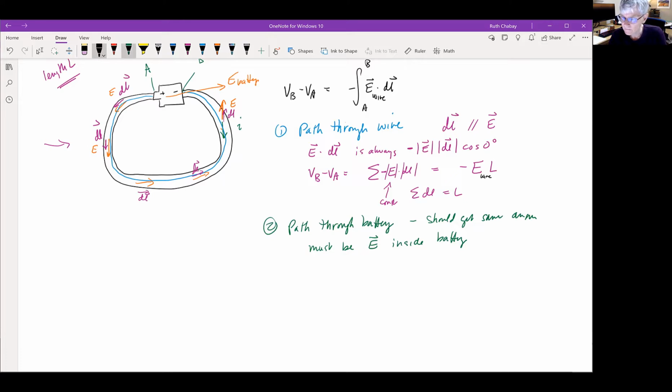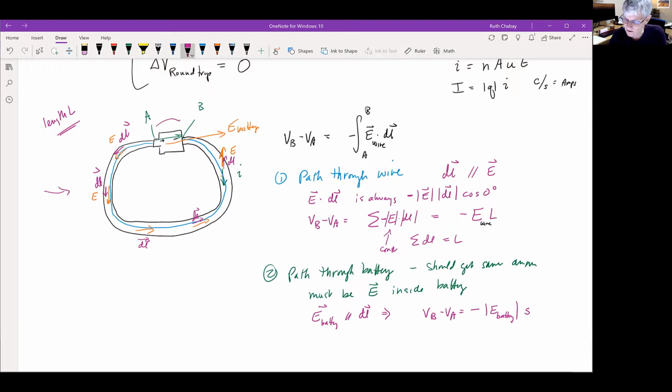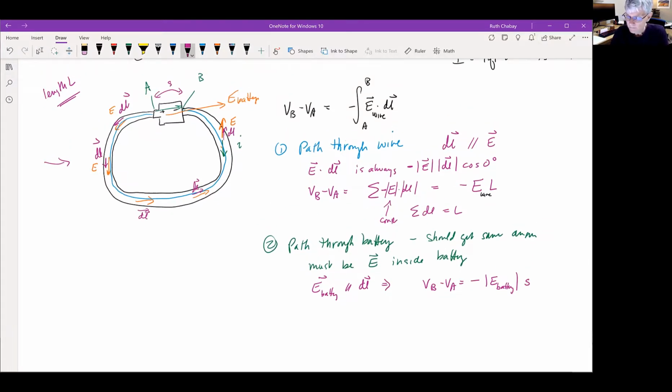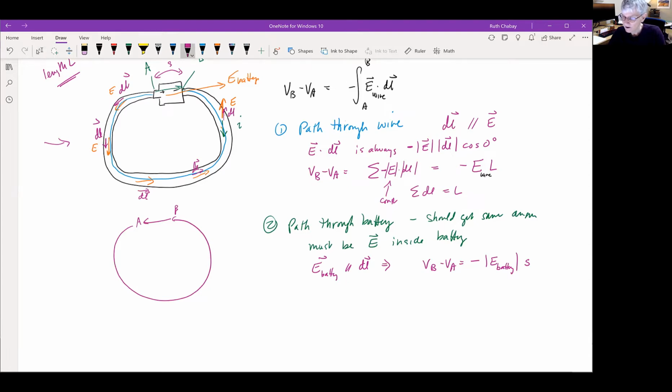So path through the battery here, taking that path, we still have E battery is parallel to dl. So we would get VB minus VA is equal to minus the magnitude of the electric field in the battery times the separation of the plates. We'll call it, so this distance here is S. And therefore, if we go all the way around, so we take a path that starts at A, goes all the way around to B, and then back to A, we should get 0. So we find that the absolute value of these two things has to come out to be the same. The signs are different.